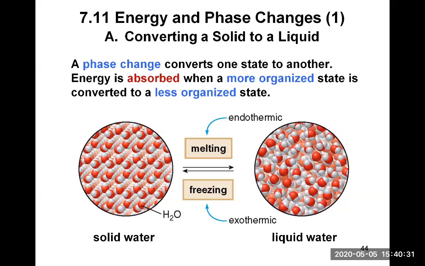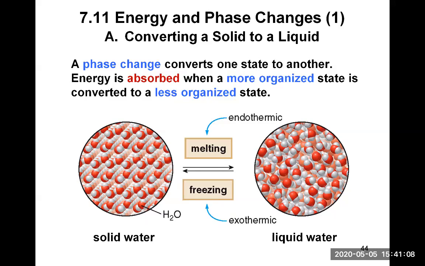The phase change that comes from liquid water to solid water is called freezing, and because it's the opposite process of melting, and melting was endothermic, freezing is exothermic. So freezing is exothermic, which means when you go from a liquid phase to a solid phase, energy is released to the outside. Exothermic means the thermal energy is exiting the system you're looking at.